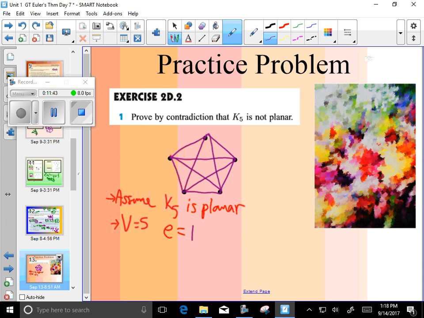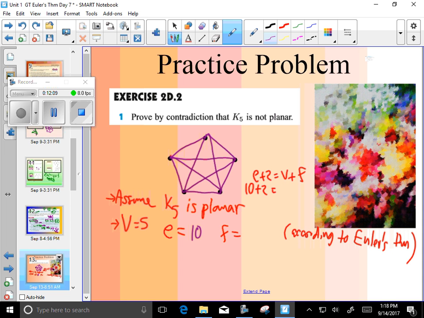10. Okay. Then how many faces should there be according to Euler's? So E plus 2 equals V plus F. E is 10, plus 2 equals 5 plus F. So this should be 7.